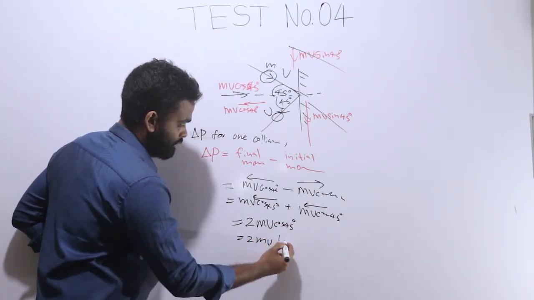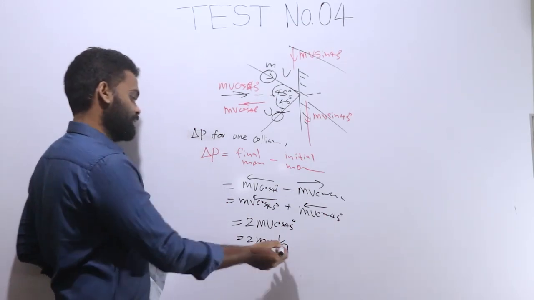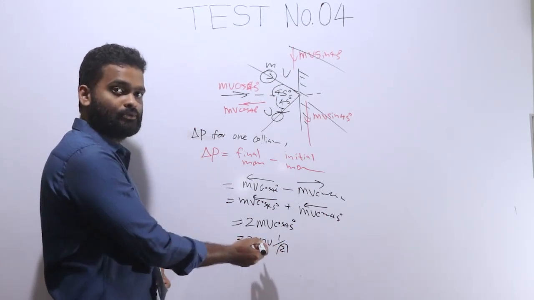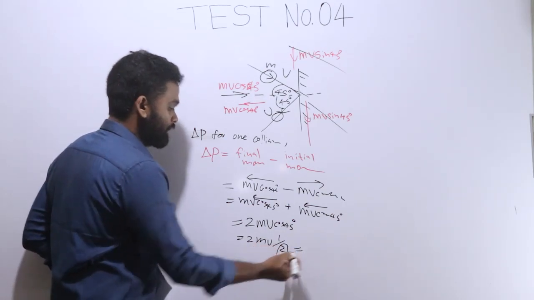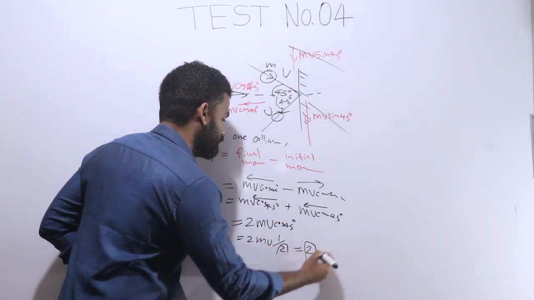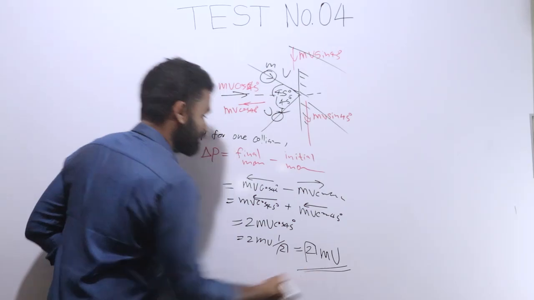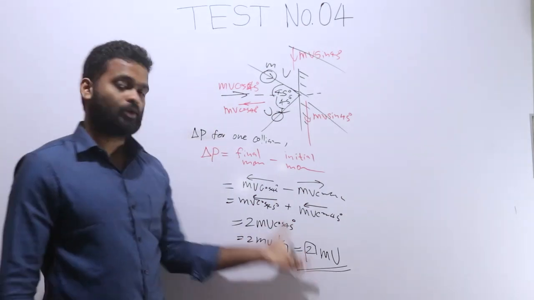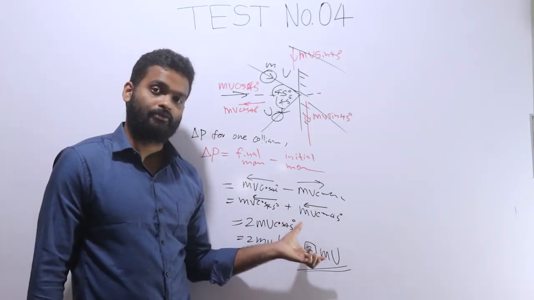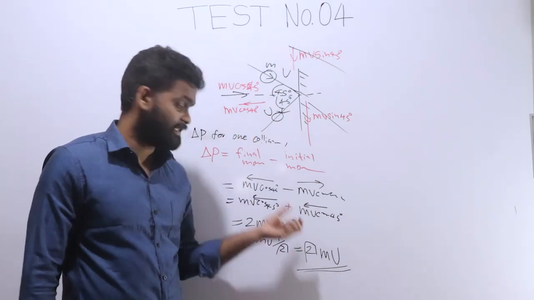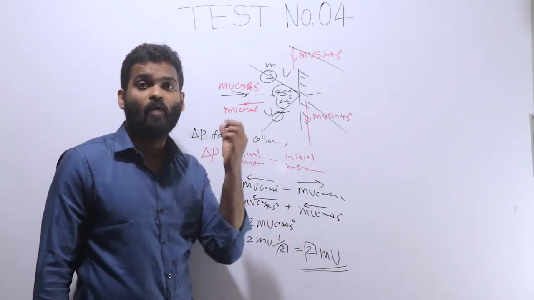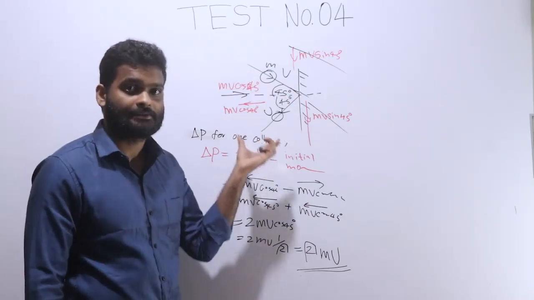2mv cos 45, where cos 45 is 1 over root 2. So 2 means root 2 times root 2. You can cancel one of the root 2, then this becomes root 2 mv. So this is for one collision. This is the change of momentum for one collision.